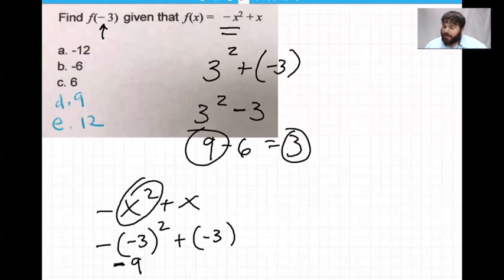So then I still add the negative 3. I still do subtract 3, and that does give me negative 12. So my answer choice is going to be A, negative 12.